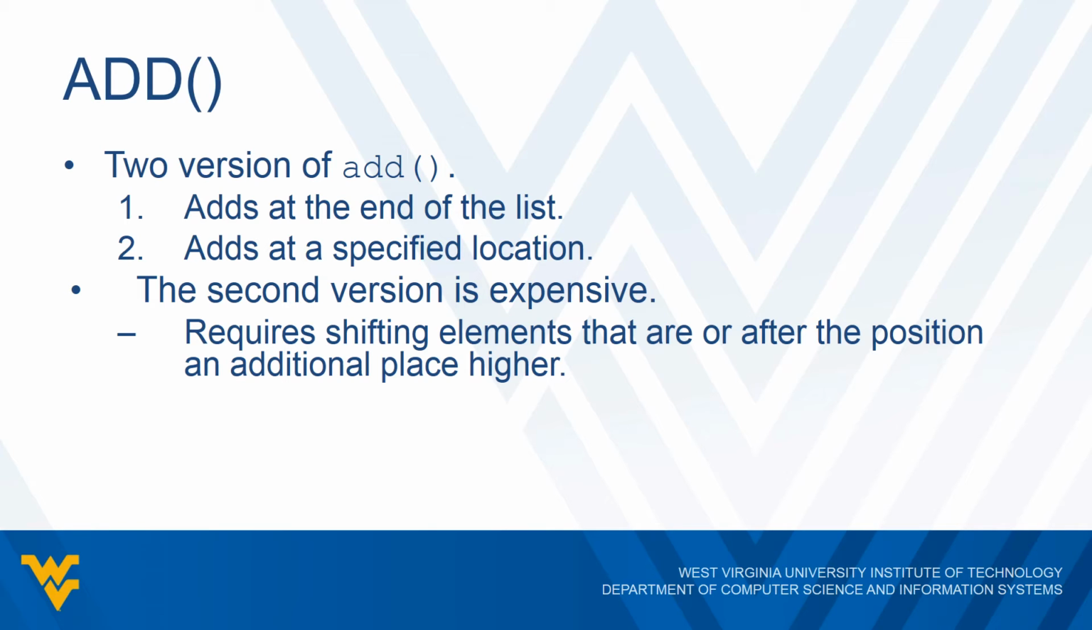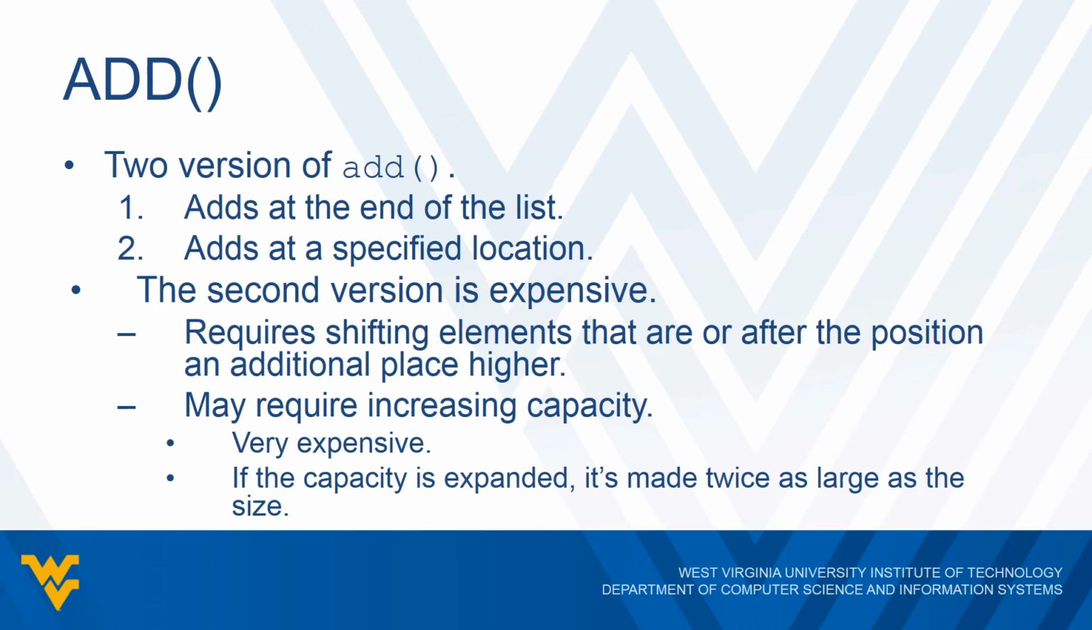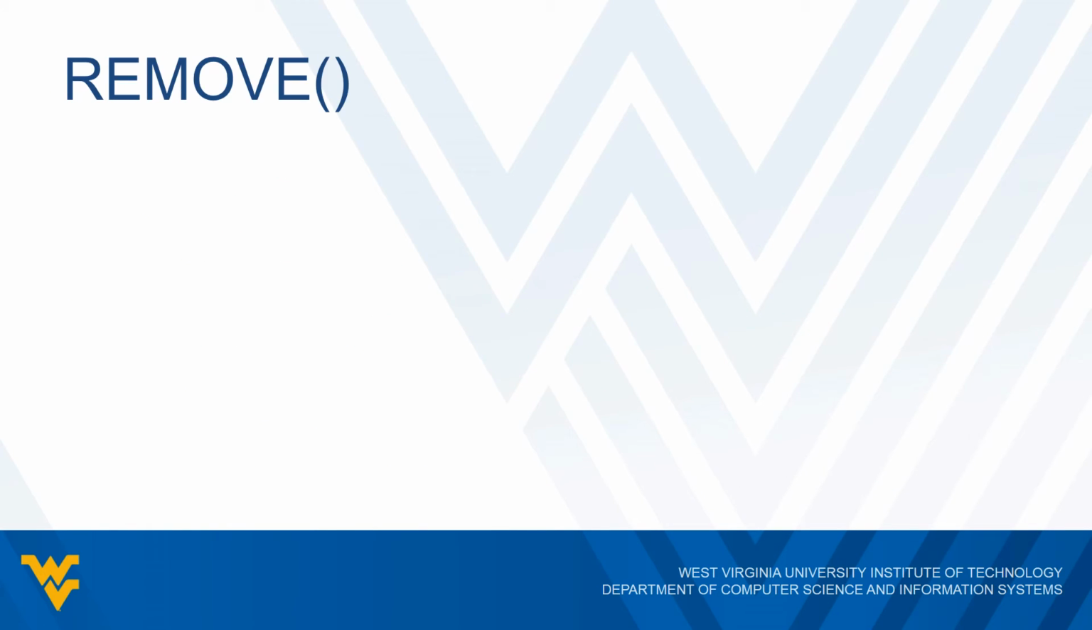Another reason why this is expensive is we may have to increase the capacity, and that is really expensive to do because we're going to have to copy everything in the array and store it in the new array with the larger capacity. Now, to help avoid having to do this a lot, if we do expand the capacity, we're going to make the capacity twice as large as the size, just so it doesn't happen again unless we increase the size by a lot.